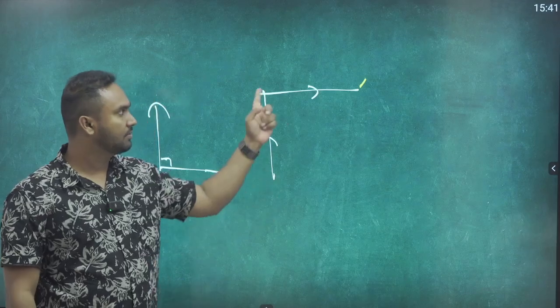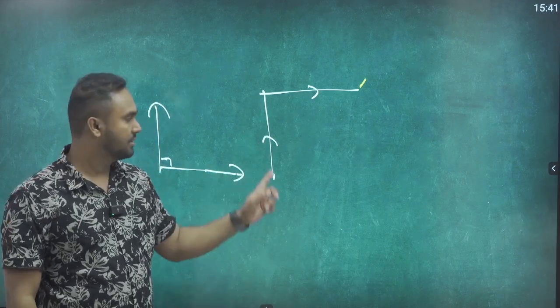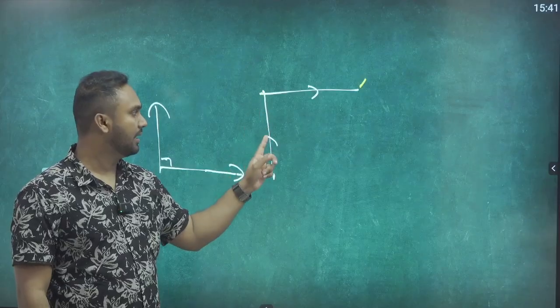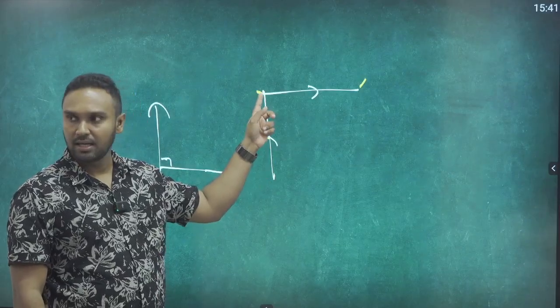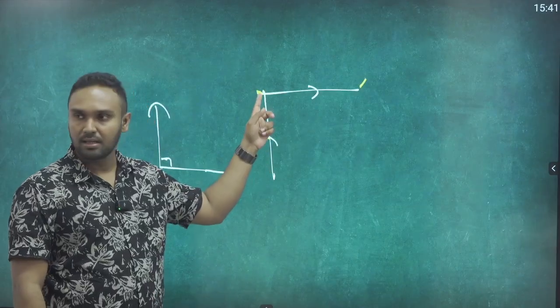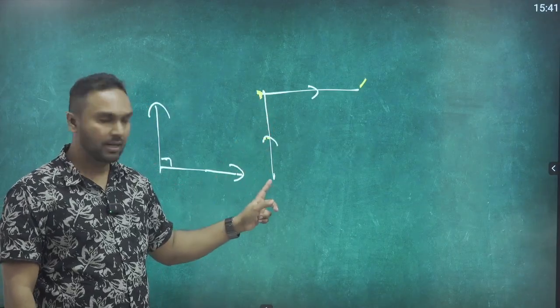When forces come this way, what you have to do is check if the forces are acting head to tail. Check whether the head of this one goes toward the tail of the other force. If the forces are acting head to tail, the resultant should be tail to head.